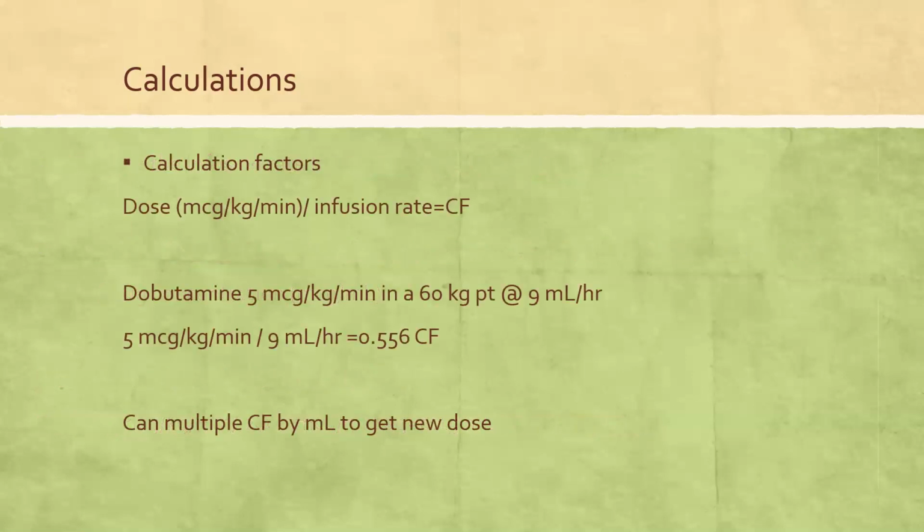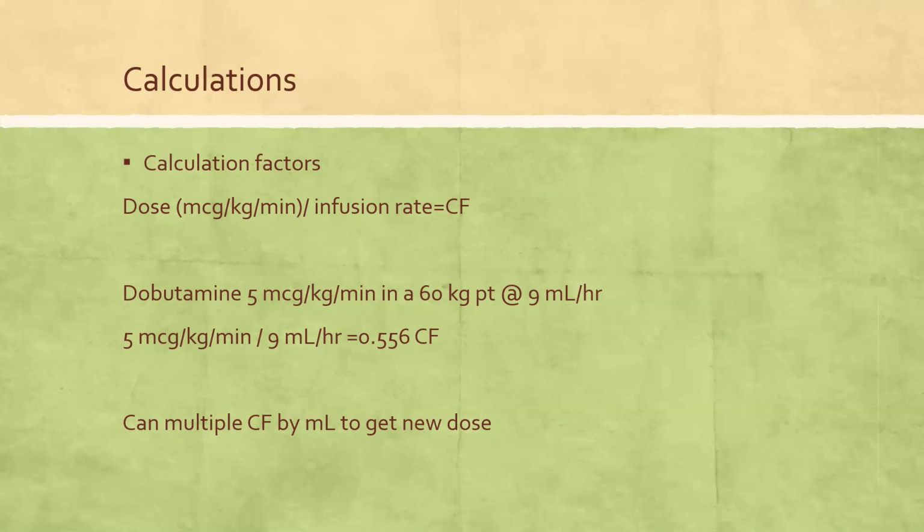There's also something called a calculation factor. If we calculate the calculation factor, it's sort of a way of going backwards to figure out the dosing if I know the rate. So for example, if I have a dose in micrograms per kilogram per minute divided by the infusion rate, I get my calculation factor. Remember the last time we just figured this out.